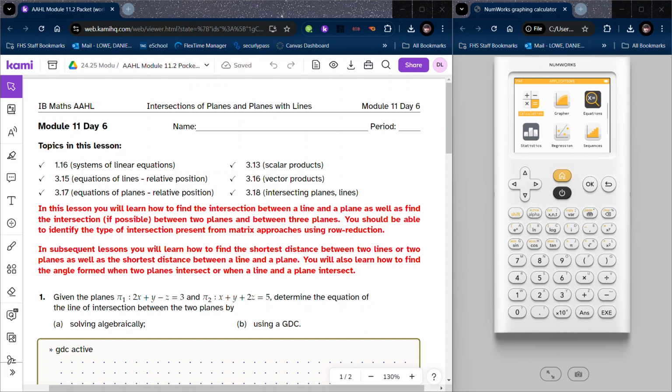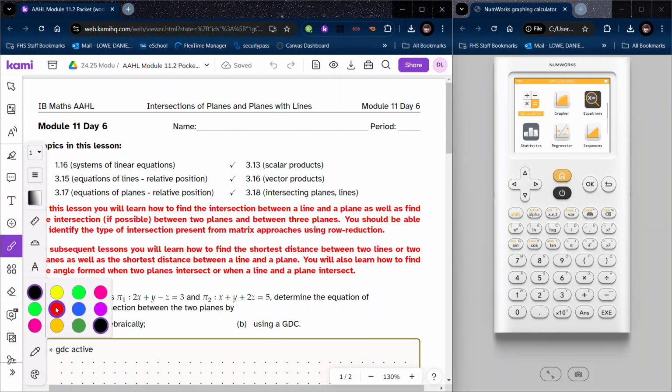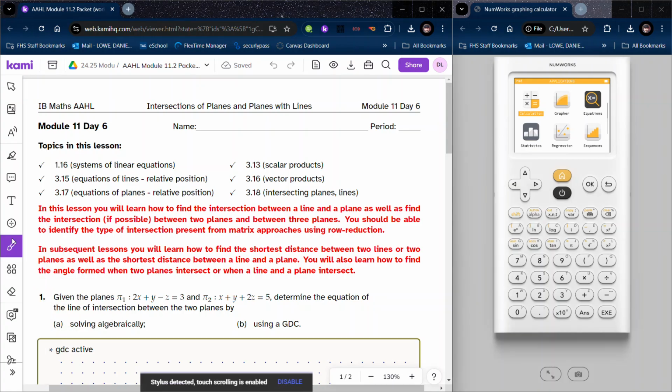Okay, thank you for joining us as we continue our discussion with vectors. For our work today, we're going to be looking at the intersections of planes as well as the intersections of planes with lines. So we'll be going over systems of equations in this lesson, equations of lines, their relative positions, equations of planes, scalar products, vector products, and intersecting planes and lines. But this video will focus initially on the intersection between two planes.